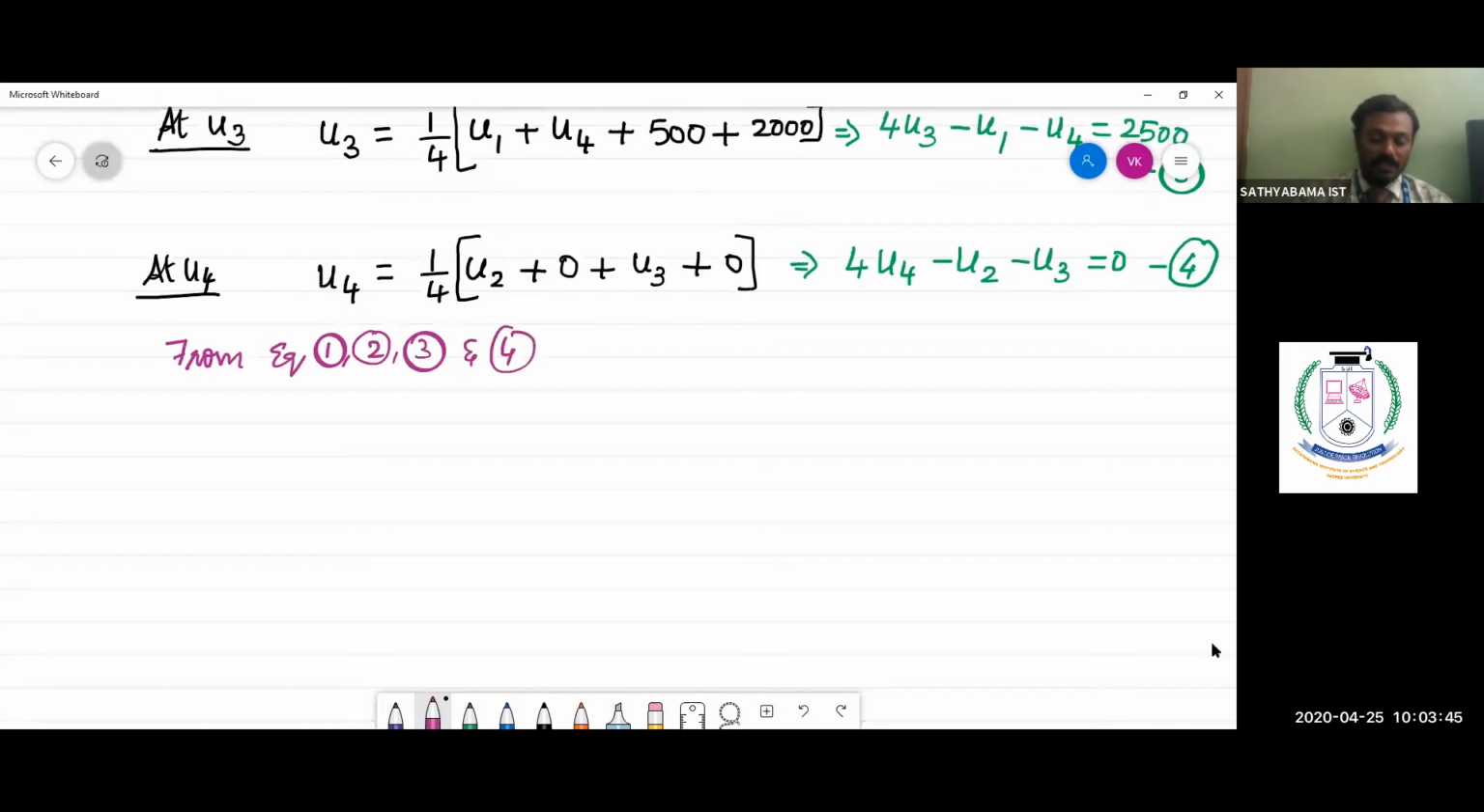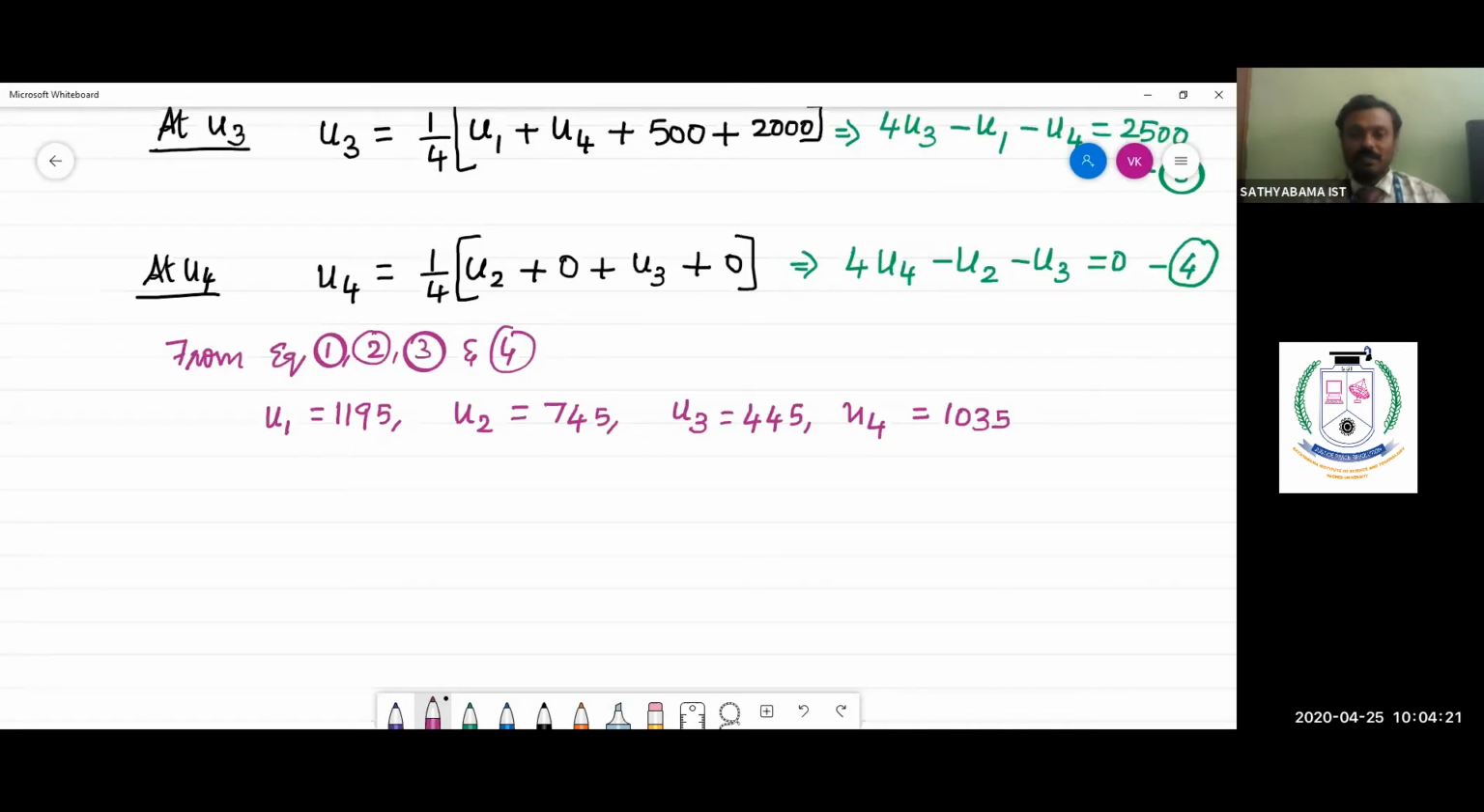And on simplification, we get a set of equations, which on solving we get u1 is equal to 1195, u2 is equal to 745, u3 is equal to 445, and u4 is equal to 1035. In most of the recent calculators, you can directly enter the coefficients in the equation mode.